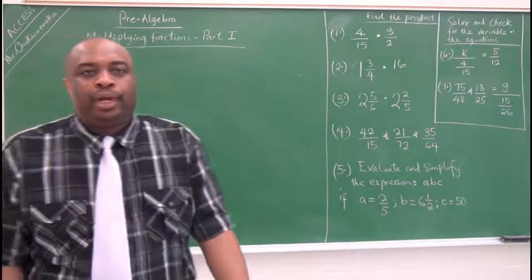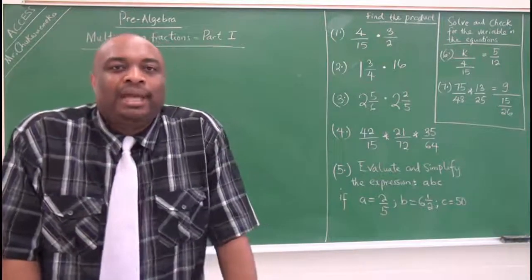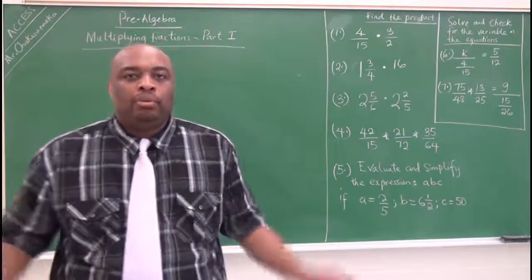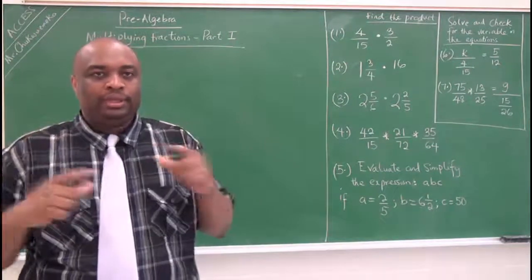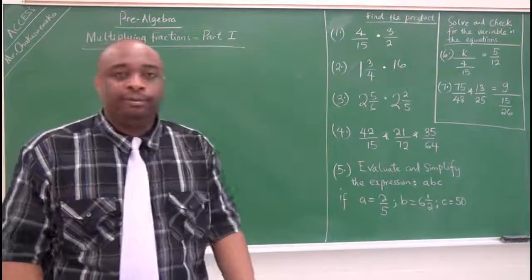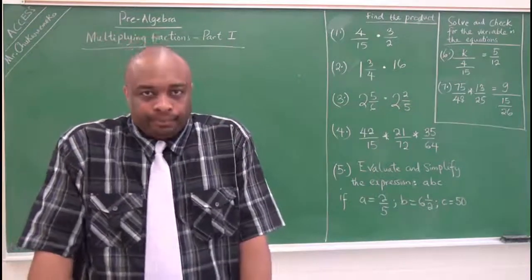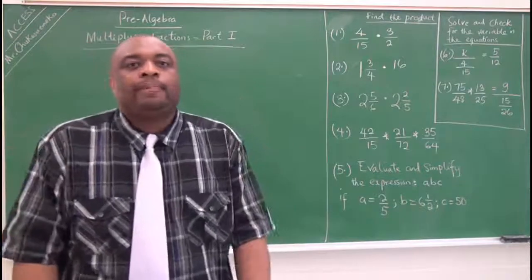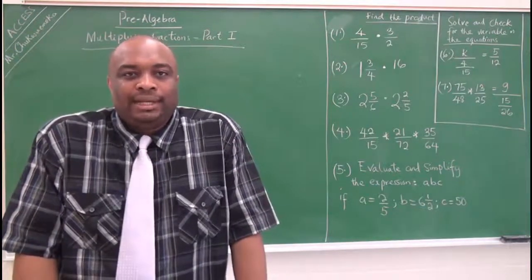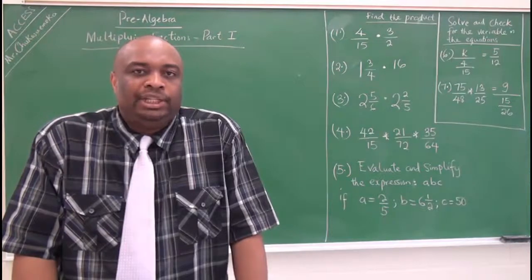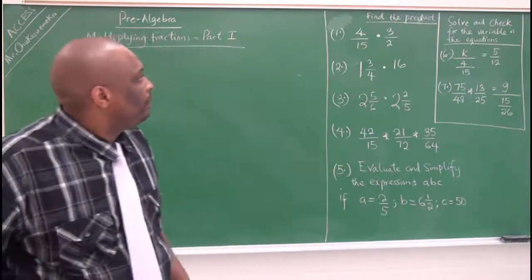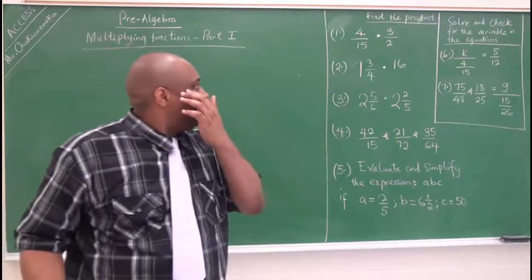What do we mean by product? Product is the answer you get after multiplication. When you multiply two or more things, it could be numbers, it could be decimals, it could be fractions, it could even be variables. The resulting answer you get after multiplication is what we call product. Now, let's go ahead and start.